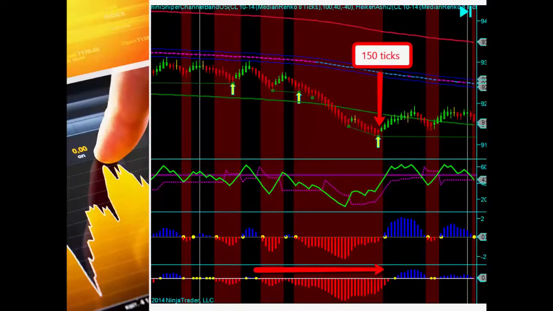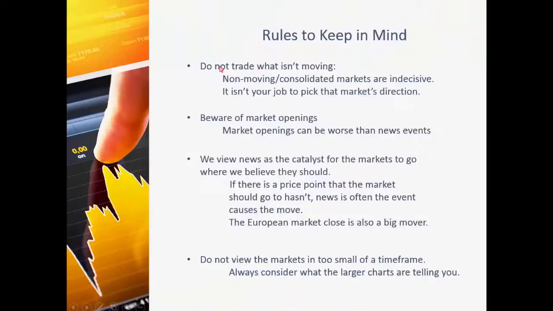So let's have a look at our next chart. And it's just things that you want to keep in mind. And then we'll look at an example of all this.